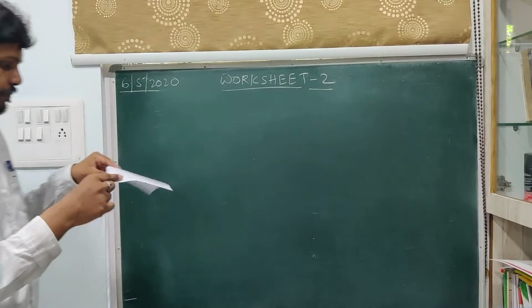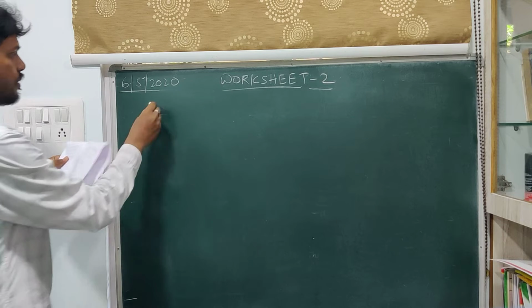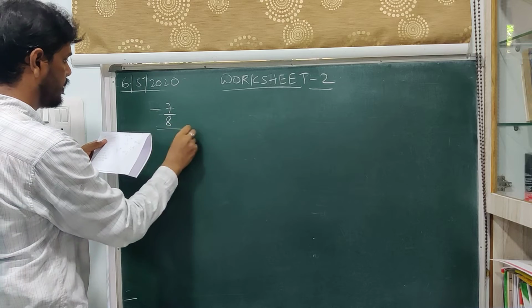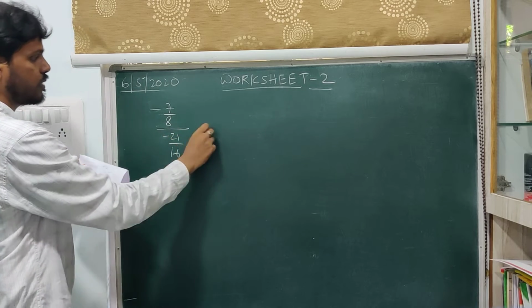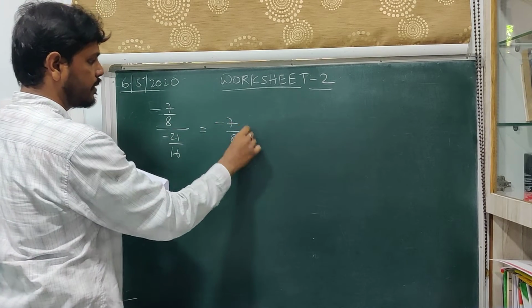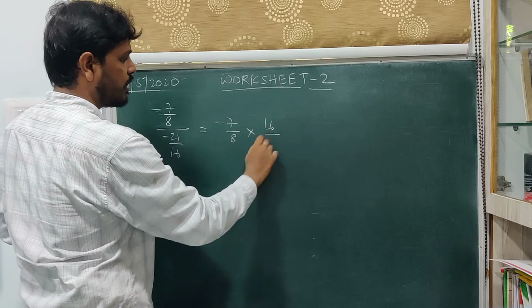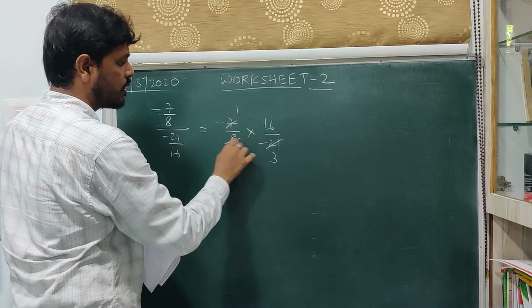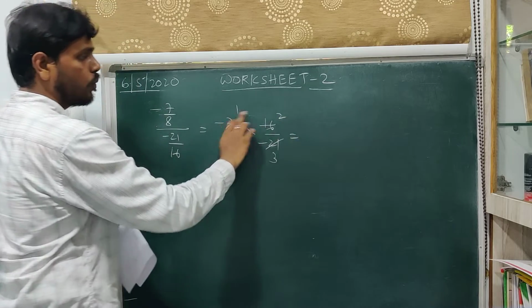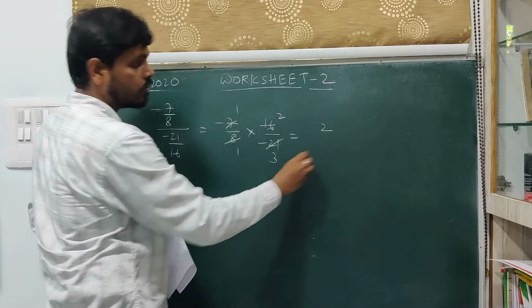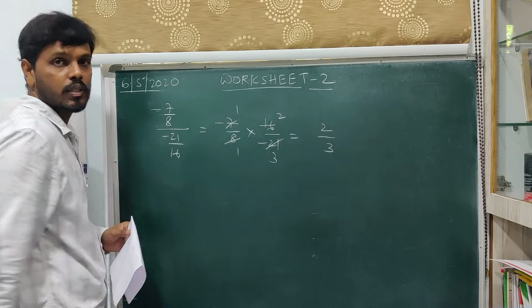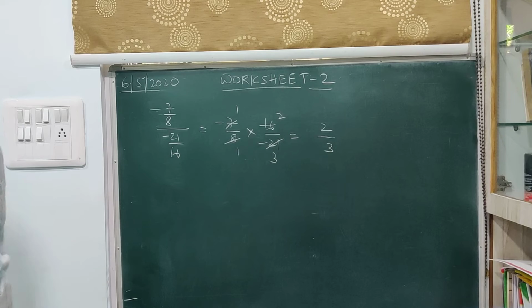Now the next one, minus 7 by 8 divided by minus 21 by 16. Similar case: minus 7 by 8 into 16 by minus 21. Now 7 ones are 7, 7 threes are 21; 8 ones are 8, 8 twos are 16. 1 into 2 gives you 2, 1 into 3 gives you 3. We have numbers of the same sign, so we will get a positive sign. So that is what I have written, plus 2 by 3.